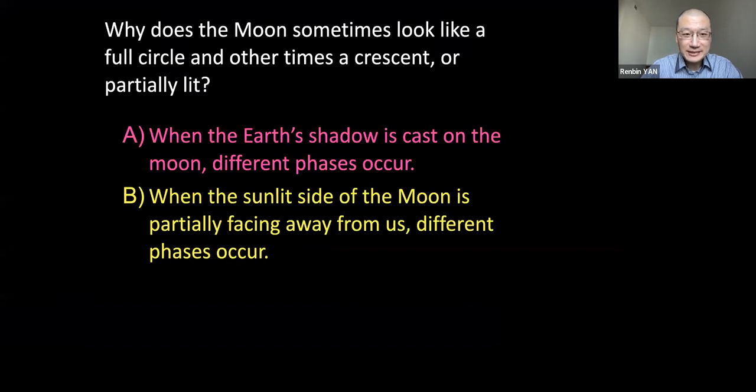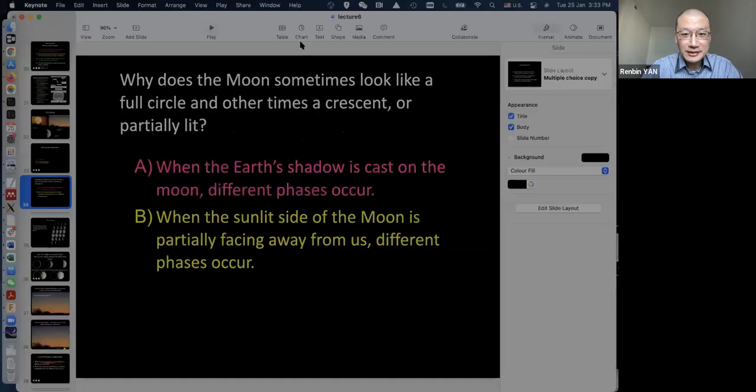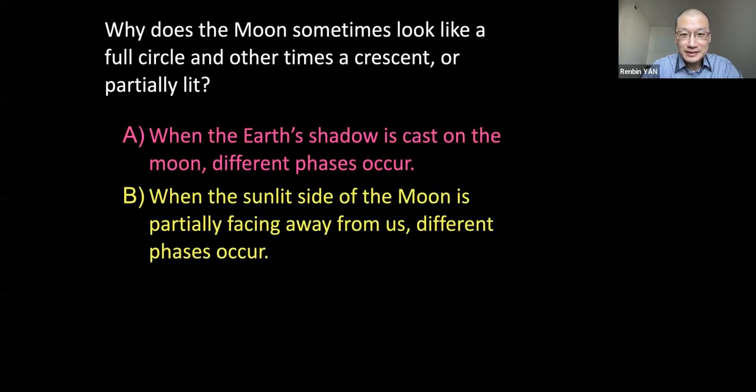So now then let me ask, why does the moon sometimes look like a full circle and other times a crescent or partially lit? Oops, I should not do that. Let's go to the poll directly and launch this poll. Why does the moon sometimes look like a full circle and other times a crescent? Is it because of the shadows or because the sunlit side of the moon is partially facing away from us?